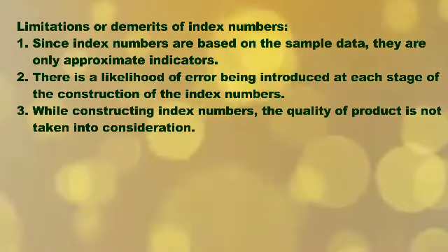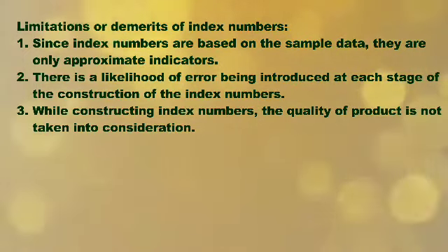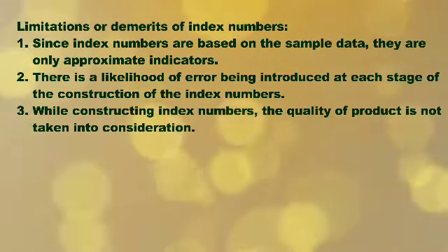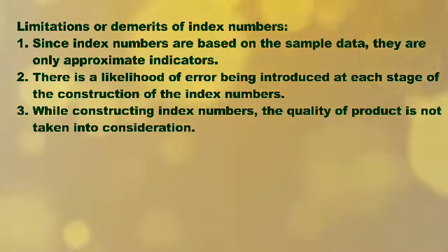Third one, while constructing index numbers, the quality of the product is not taken into consideration. Index numbers are constructed by comparing the price, quantity, and value of the commodity. So, the quality of the product will not be taken into consideration, whereas the quantity of goods or items will be considered.